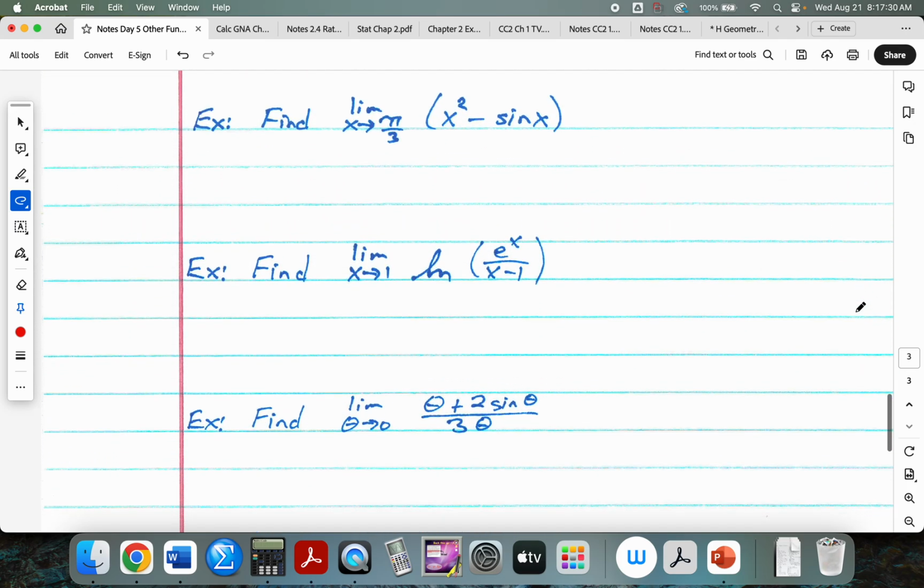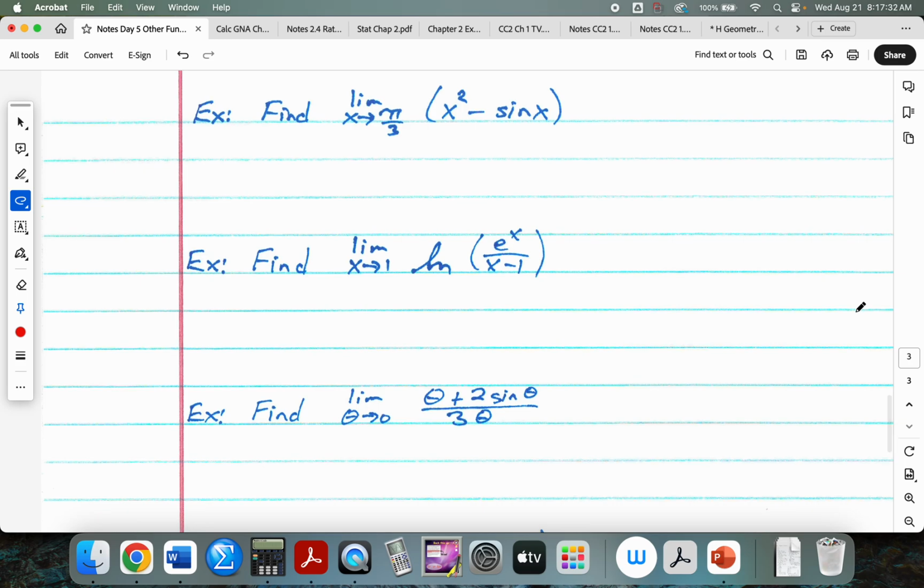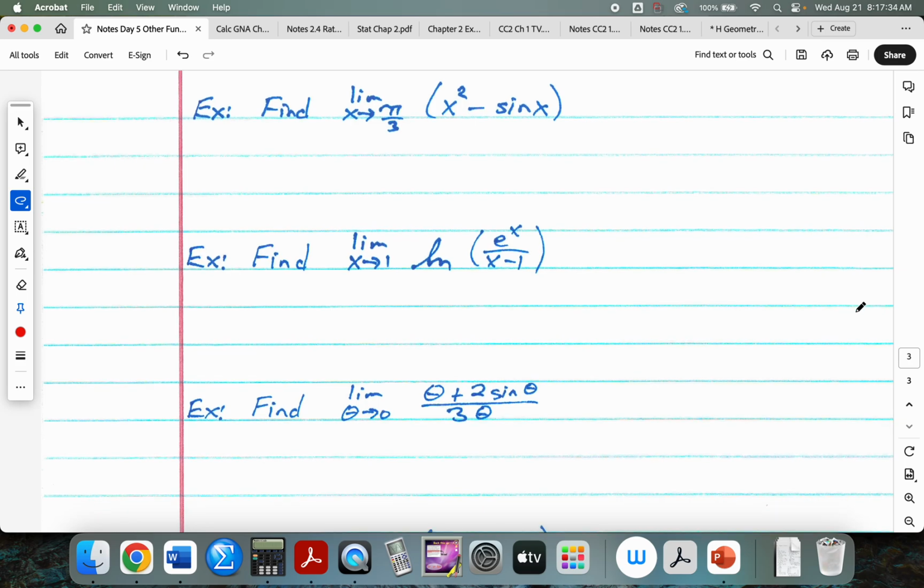So let's look at some limits. Don't have to go through quite as fast as I thought. So here, we're looking for the limit as x approaches pi over 3 of x squared minus sine of x. Well, that's a polynomial, and this is a trig function. We can simply substitute. This is going to be pi over 3 quantity squared minus sine at pi over 3.